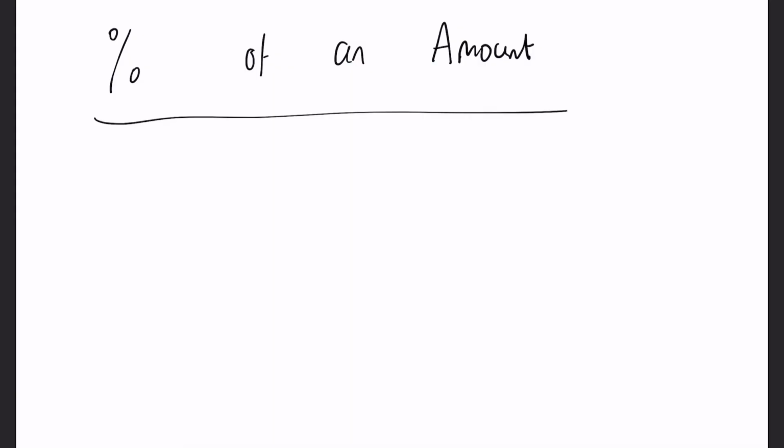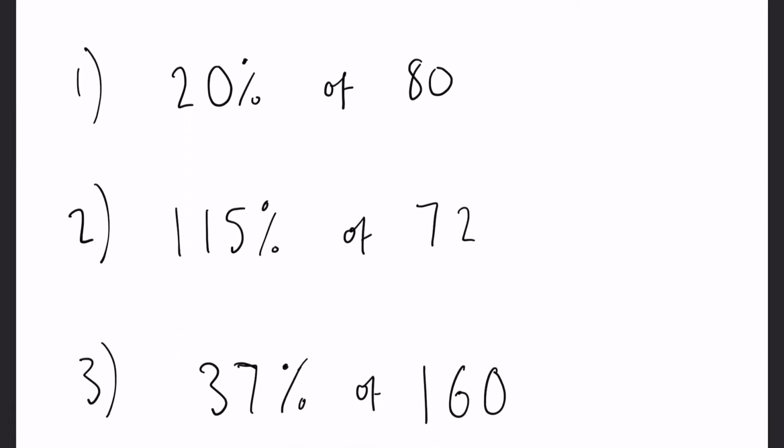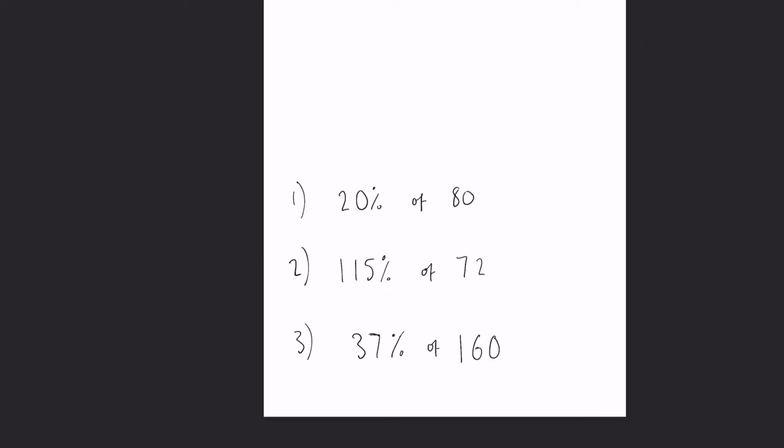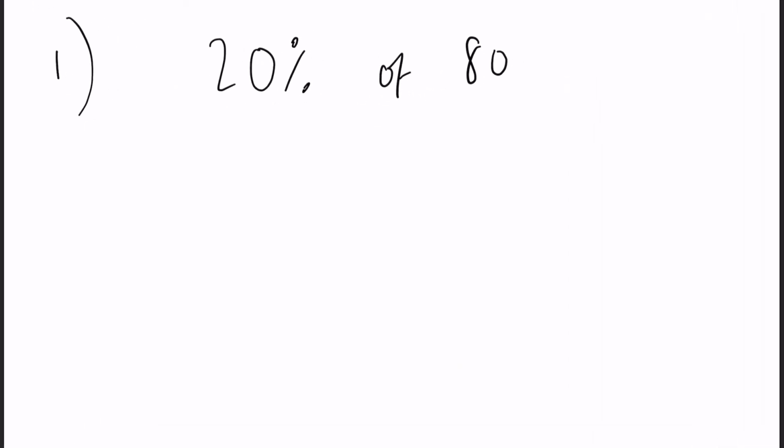In this video we'll be looking at how to calculate percentages of amounts. So we will be looking at 3 examples of varying difficulty, starting with the easiest and finishing on quite a hard example. So let's take a look at example number 1, 20% of 80.